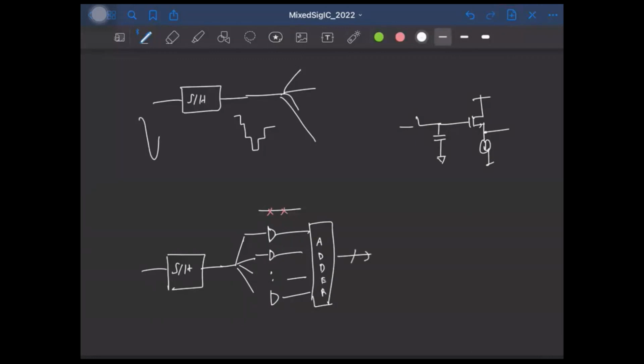And of course, each of these comparators will have an offset, and to correct for them, we could either use a preamp, or you can also do calibration. Okay, so let's stop at this point and continue from the next class.